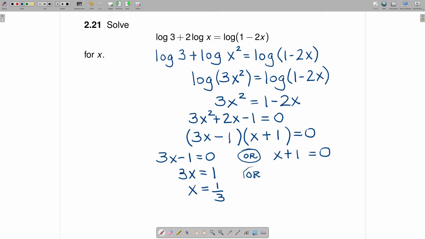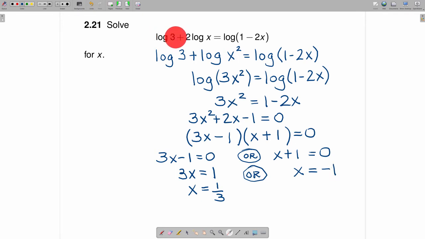How about the other one? To solve this equation, you subtract 1 from both sides. When you subtract 1 from the left-hand side, you get x. When you subtract 1 from the right-hand side, you get -1. So our two solutions here are x equals 1/3 and x equals -1.